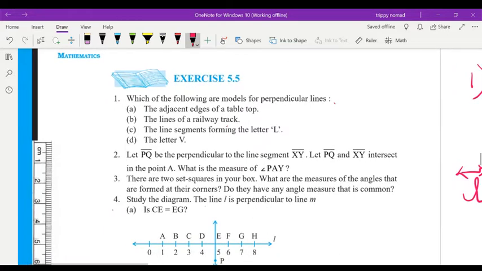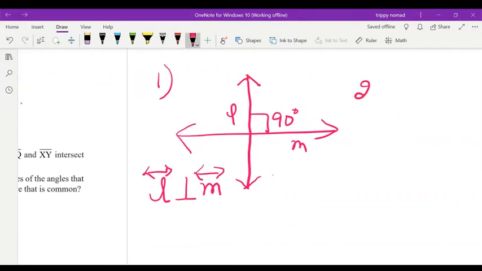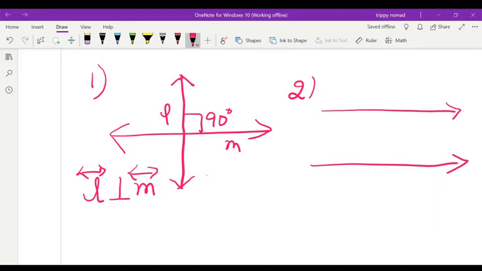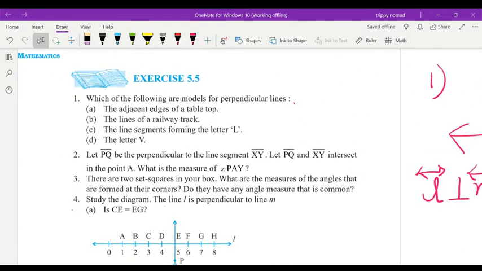Now we are going to start. And what are parallel lines? One more thing, parallel lines: if two lines will not intersect at any point, and the distance between them is equal everywhere, such lines are called parallel lines. So there are two types of lines we have to learn about in this exercise.